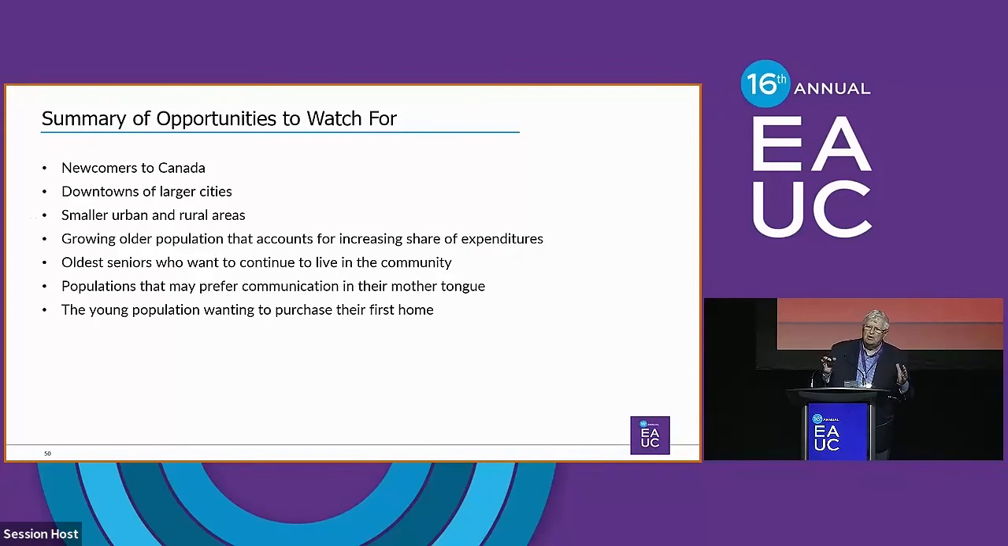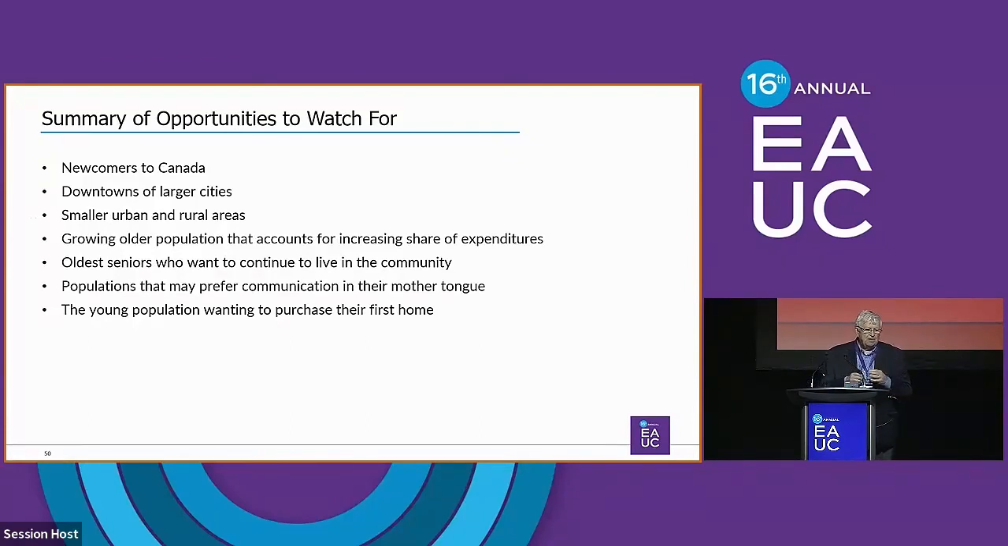So that's just to summarize the opportunities and challenges. Many newcomers coming into Canada, important new target groups. In fact, immigrants and their children account for virtually all of the growth that we're seeing in the country. Growth in the downtown of our large cities, an important target group. The spreading out of growth now into smaller urban and even the rural areas around the fringes of our CMAs.